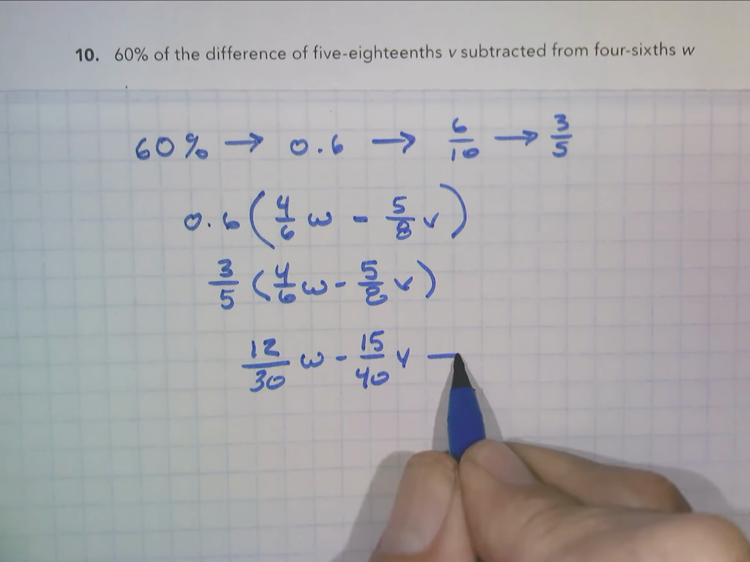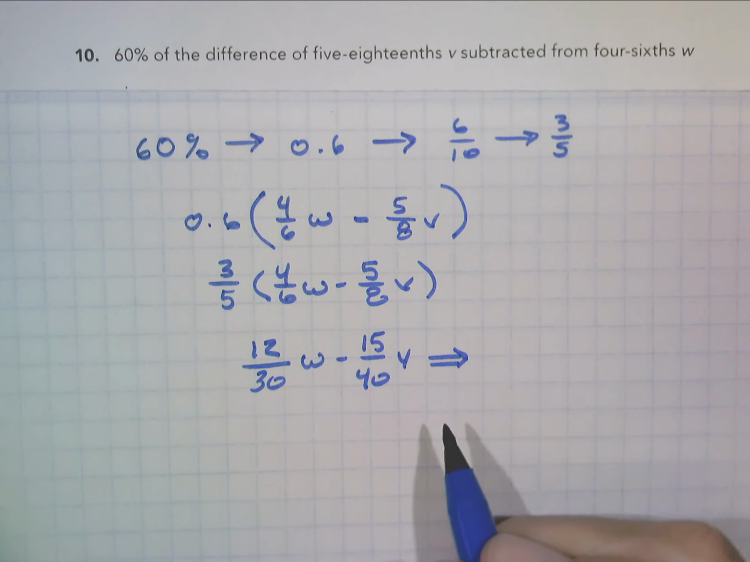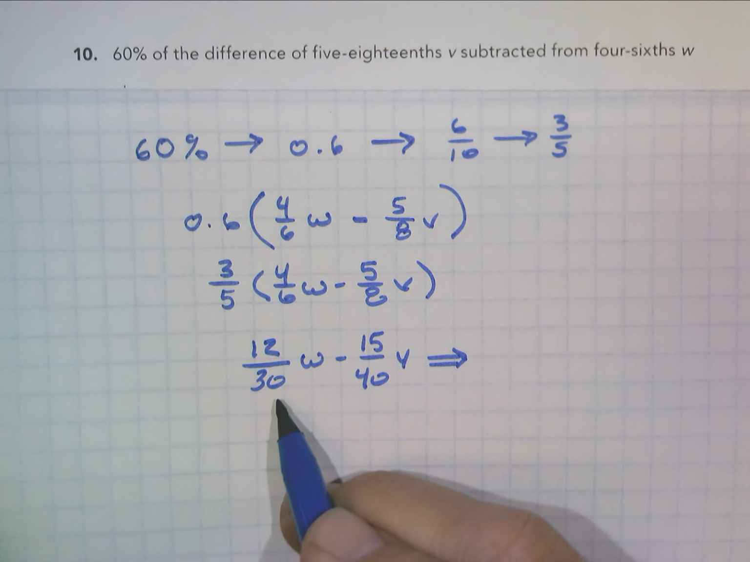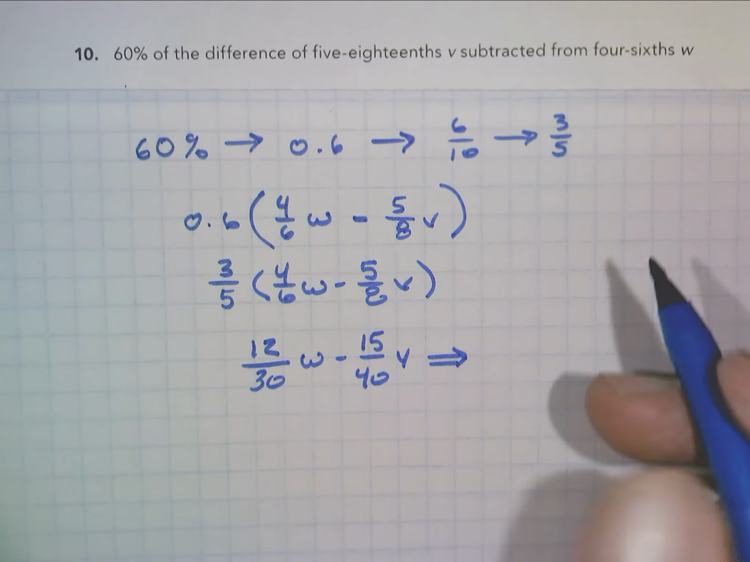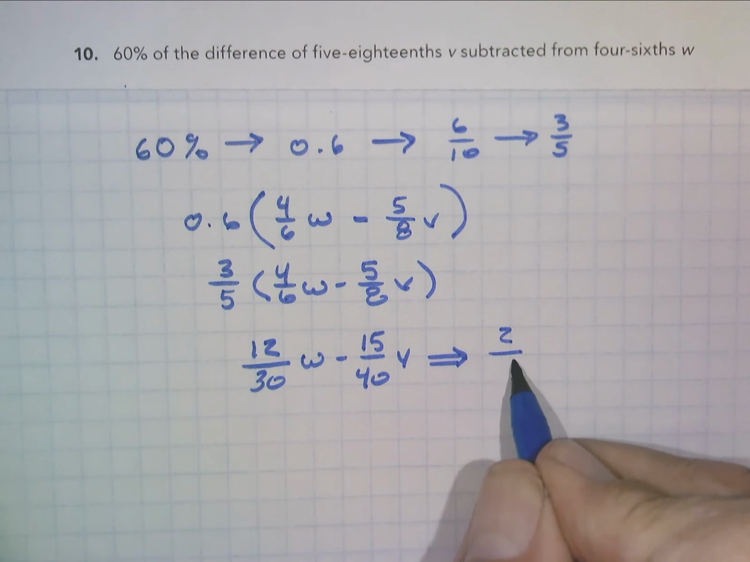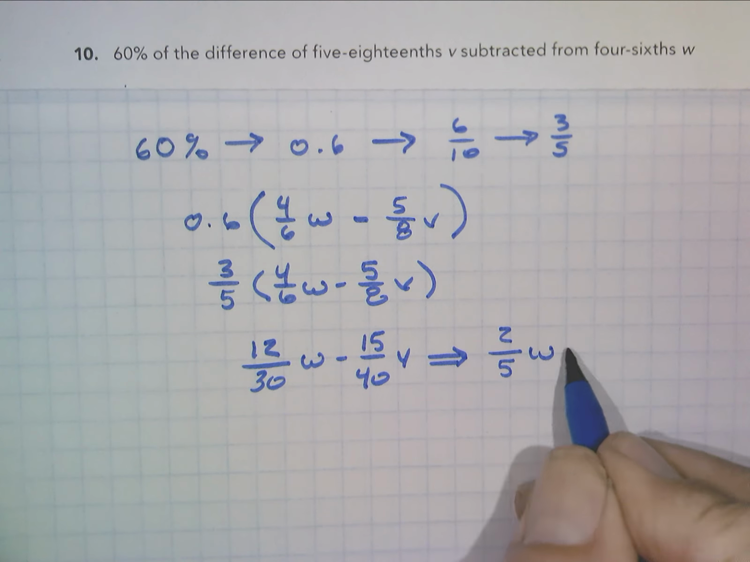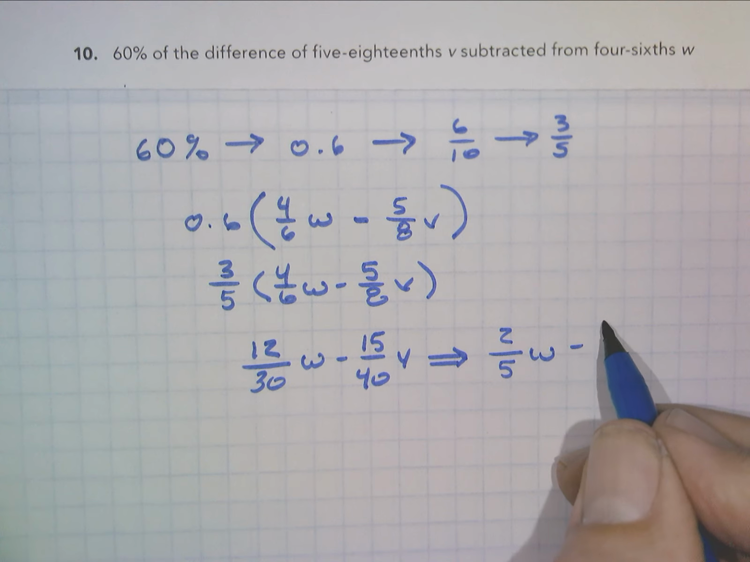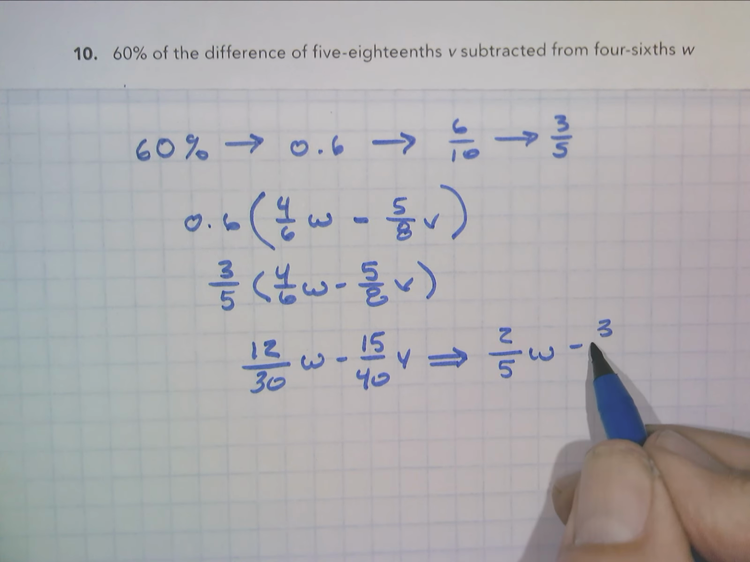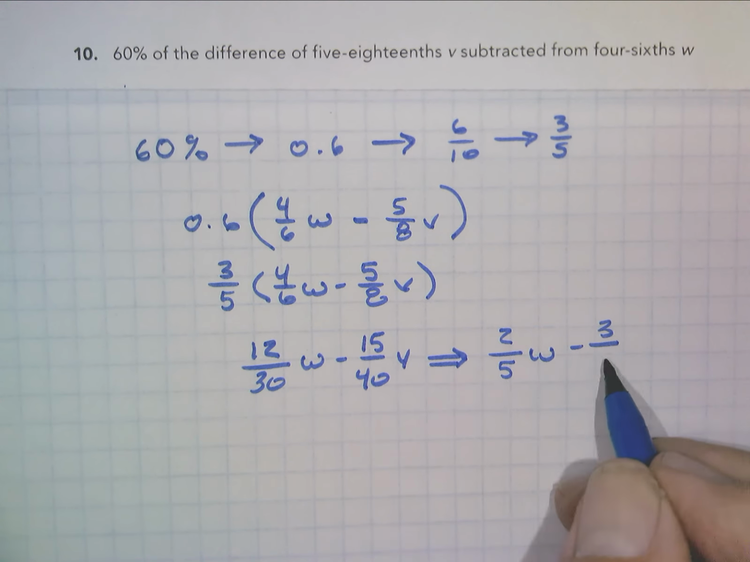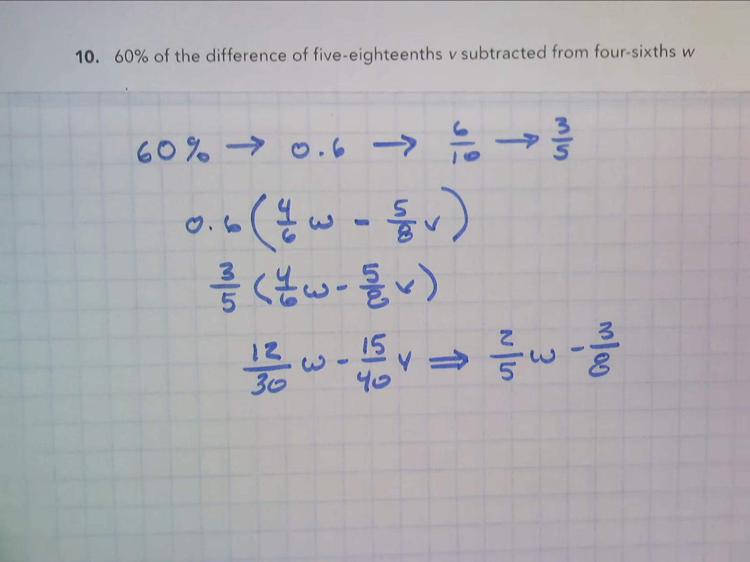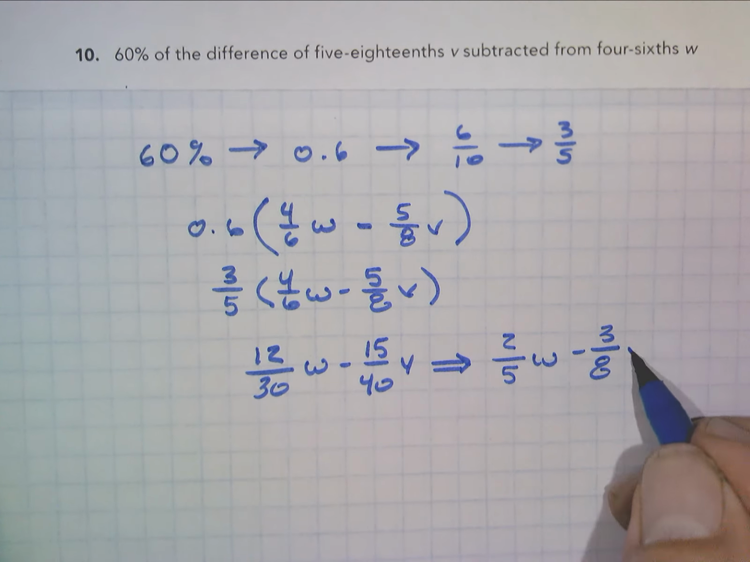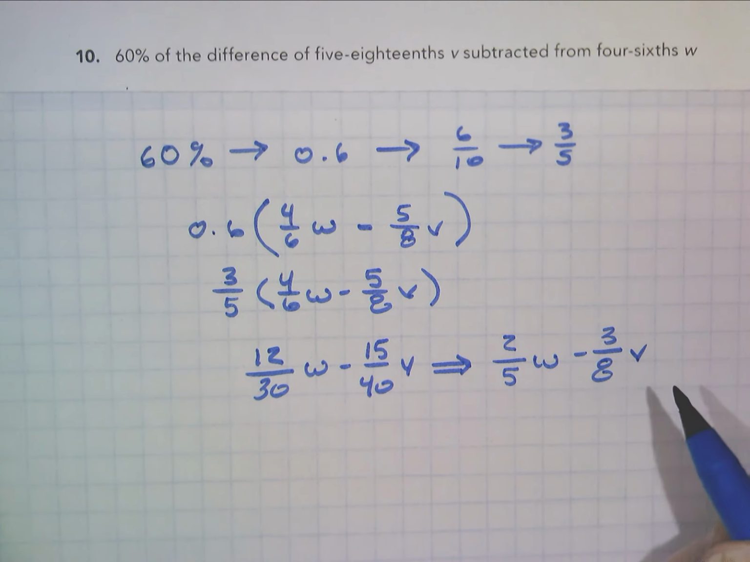V. Let's simplify everything. This is going to be 6/15, which is 3 into 6 goes twice, 3 goes into 15 5 times, and 5 goes into 15 3 times. And 5 goes into 40 8 times. So I have 2/5 W minus 3/8 V.